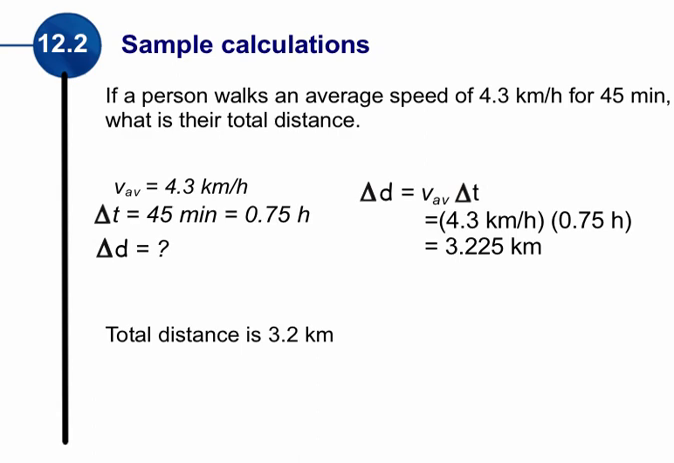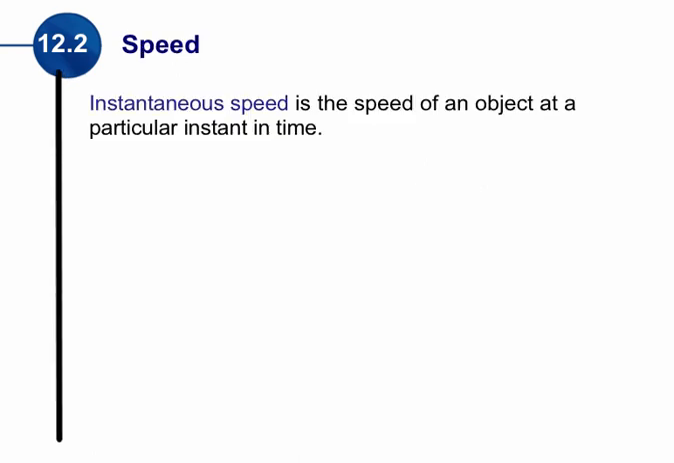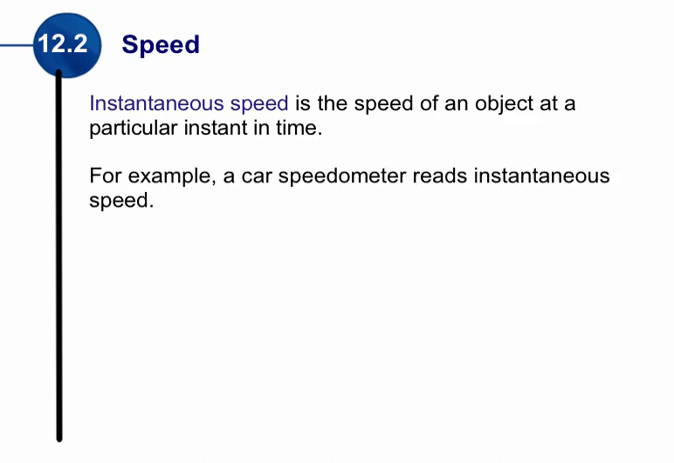Now that's how we do calculations for speed. We can actually also look at the instantaneous speed of an object. Sometimes we're trying to find how fast an object is moving at a particular point in time, a particular instant. An example of this is a speedometer on a car. You may be traveling at an average speed of 100 kilometers an hour, but your car speedometer will read the instantaneous speed, the speed that you are traveling at one instant in time.